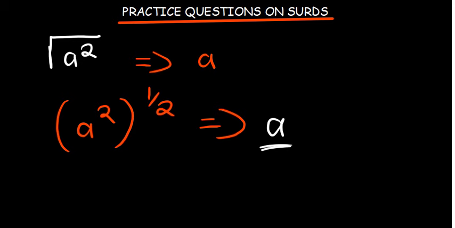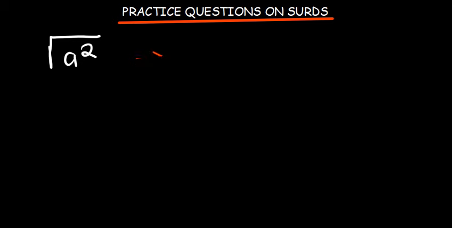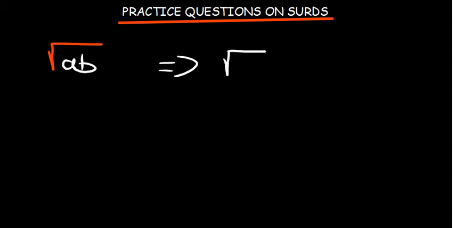Okay. Now, apart from that, what else can we talk about? It is also very important to note that when you have a over b under a root, that is basically the same as having the same root on a as well as on b. That is the basic idea. That is the basic concept that we need to understand in such a case.